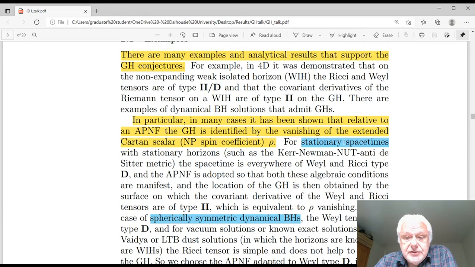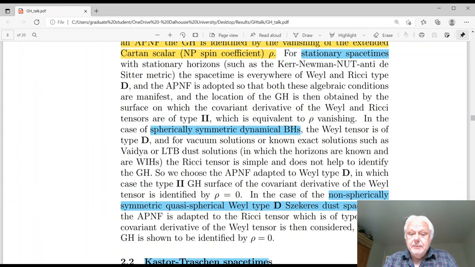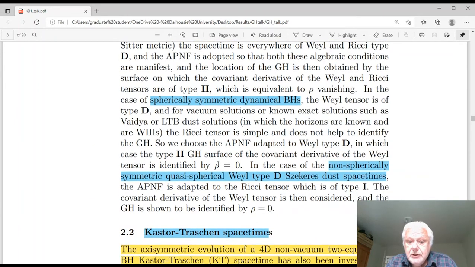The examples consist of stationary spacetimes. These are spacetimes which are exact solutions, so you can actually prove things for them. Unfortunately, they're typically type D spacetimes, and so the horizon is determined by the covariant derivative of the Weyl tensor, and they are located by rho being equal to 0. In the dynamical cases of spherically symmetric dynamical black holes, or non-spherically symmetric type D spacetimes, we've been able to show that the horizons, the physical horizons, are associated again with this Newman-Penrose coefficient being 0.